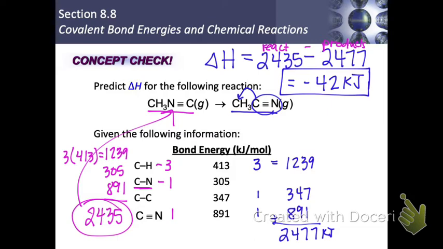Very good. Questions about what that process looks like? We're identifying the numbers and the types of bonds that are found in covalent compounds. We're breaking them down and then restructuring them to build them back up. That's what we're looking for.